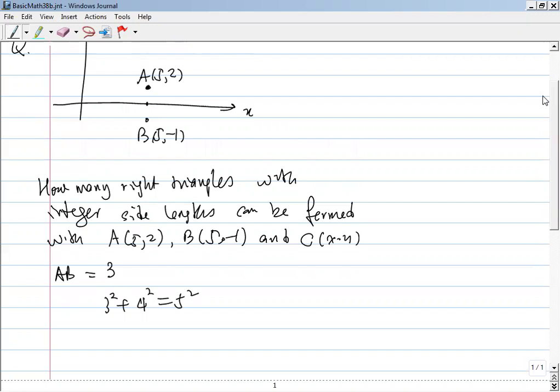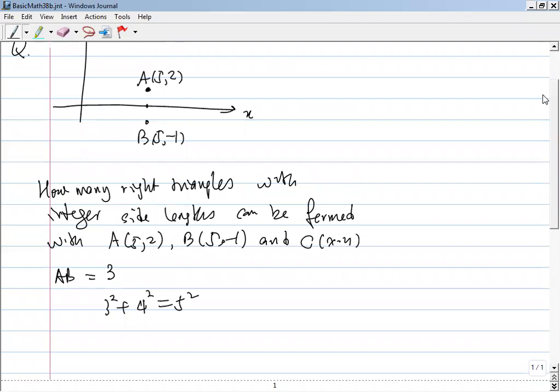AB cannot be the hypotenuse, okay? It can be only one leg of the right triangle. And 3 is the smallest integer among all of these. So how many of them? It's going to be 4. One triangle is like that. Another right triangle is like that. The third right triangle could be this, and the fourth one is like this. So you can find the coordinates.